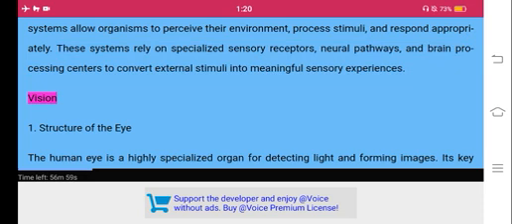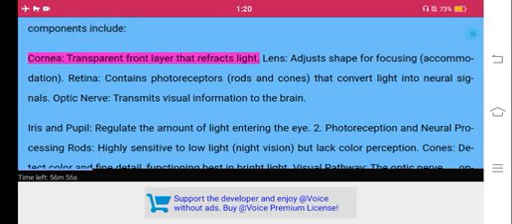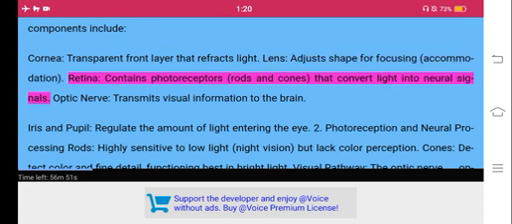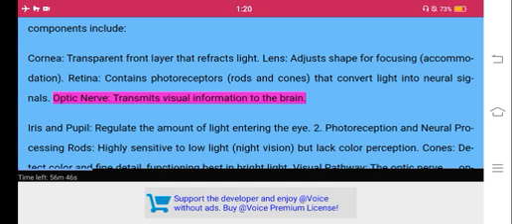Vision. 1. Structure of the eye. The human eye is a highly specialized organ for detecting light and forming images. Its key components include: cornea, transparent front layer that refracts light. Lens, adjusts shape for focusing, accommodation. Retina, contains photoreceptors, rods and cones, that convert light into neural signals. Optic nerve, transmits visual information to the brain. Iris and pupil, regulate the amount of light entering the eye.